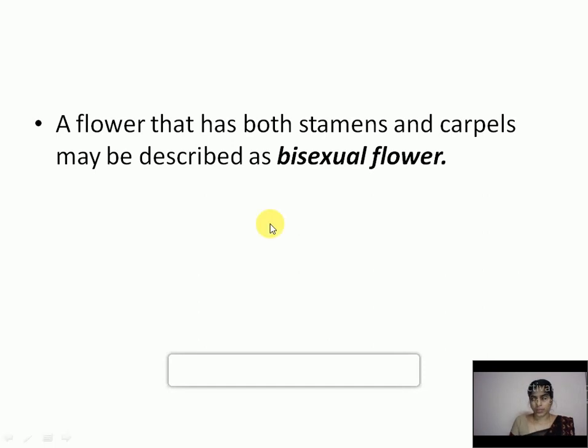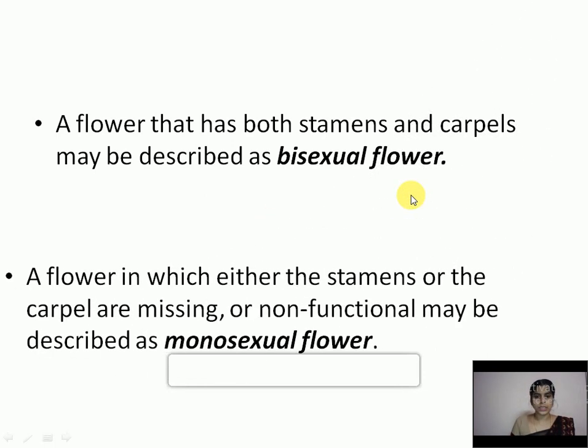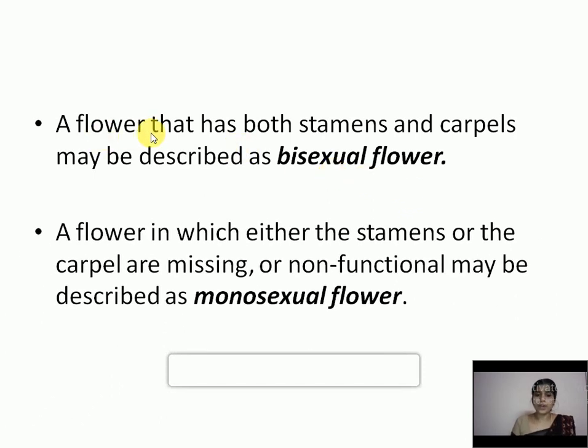There are two types of flowers, bisexual and monosexual. A bisexual flower means a flower that has both stamens and carpels, which means one flower having both male and female reproductive parts. A monosexual flower is a flower in which either the stamens or the carpels are missing or non-functional, which means one flower having only one reproductive part, either female or male.